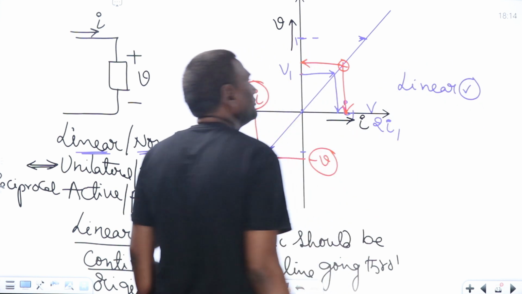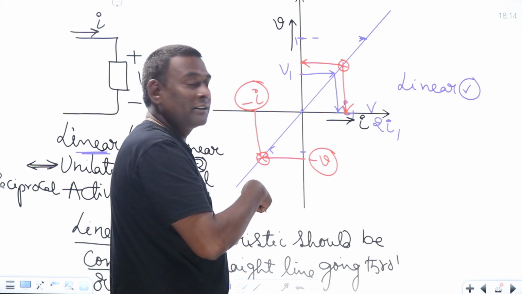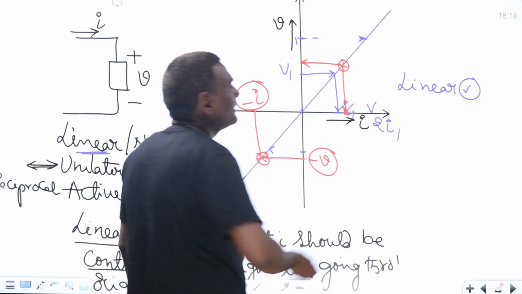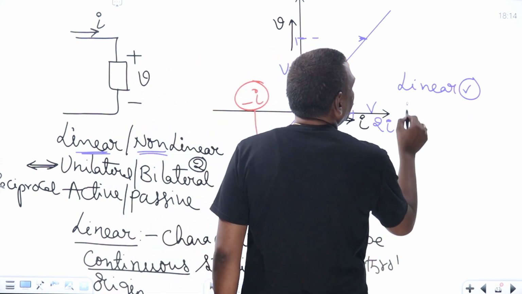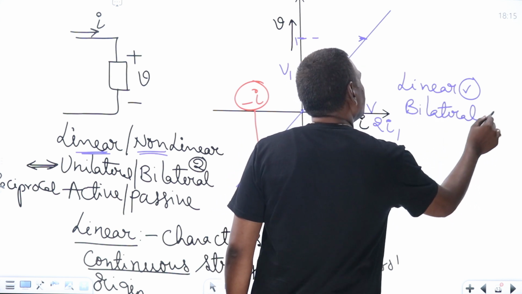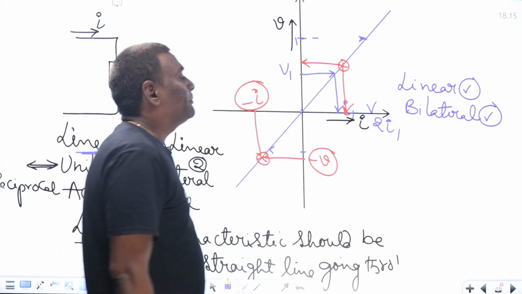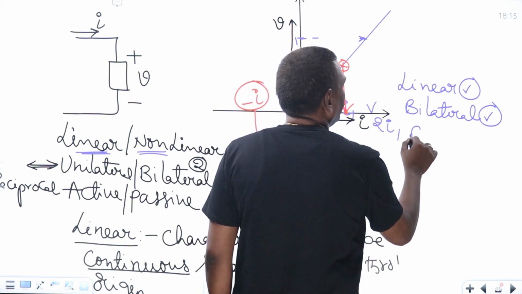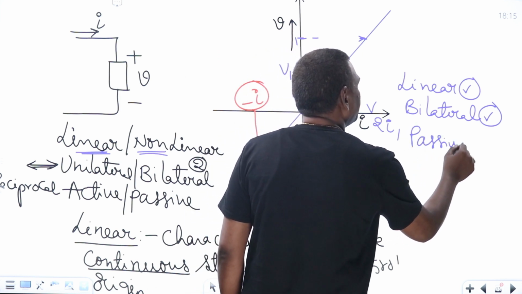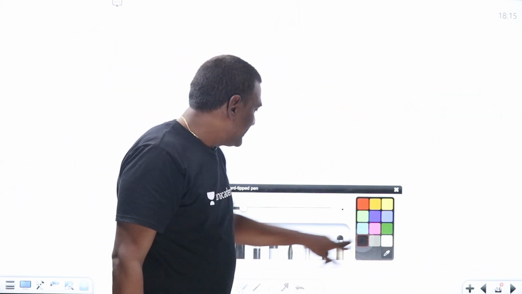The characteristic is between first and third quadrants, and it is symmetric, reflected to each other. So it should be bilateral. And what is one more? It should be passive because at any operating point, it is absorbing power only. Right? Now, let us take again, this diagram is important.